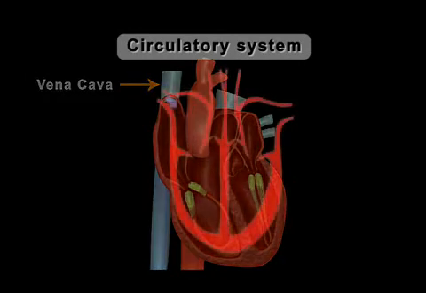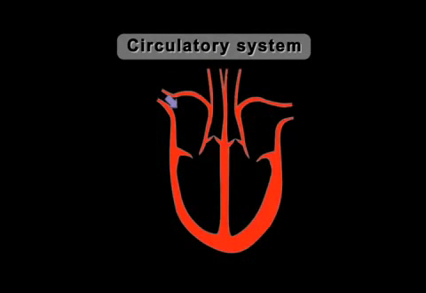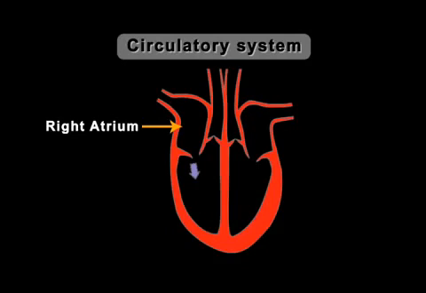Deoxygenated blood from different parts of the body enters the upper right chamber of the heart, called the right atrium, as it dilates. The right atrium then contracts, allowing blood to flow into the right ventricle, which receives the blood through the one-way valve as it expands.